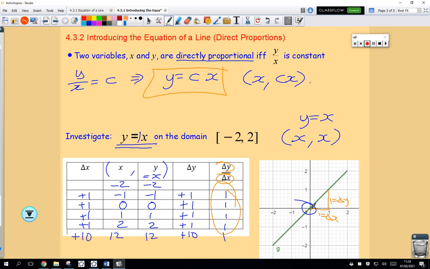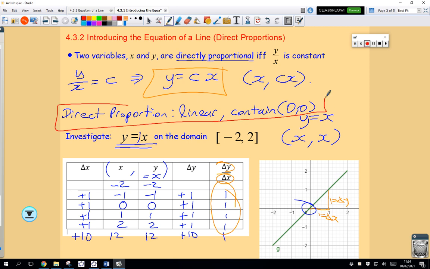So, a couple of things about direct proportions. They're linear and they contain the origin. They're always linear when I graph them, and they contain 0, comma 0. You should know that about direct proportions. An equation is a direct proportion if its graph is linear and it contains the origin. Okay, so that's the first one.